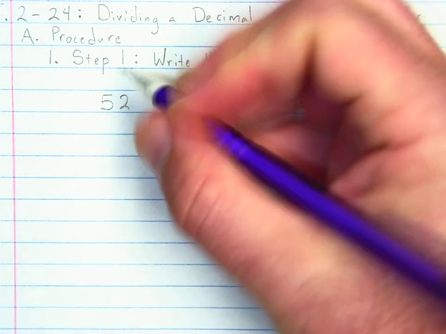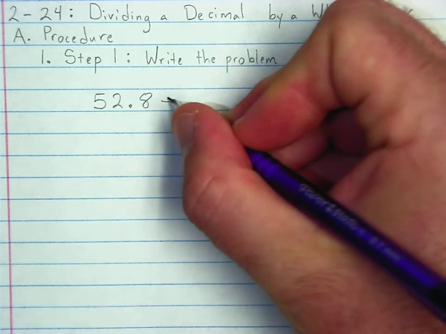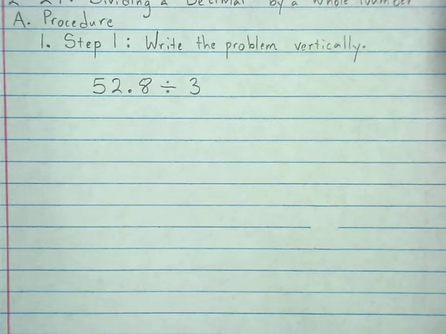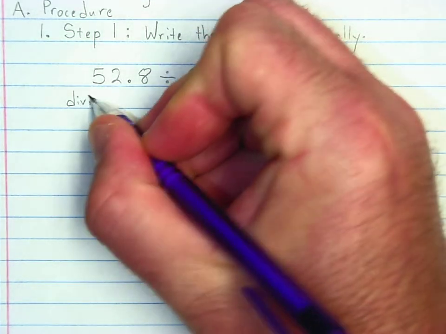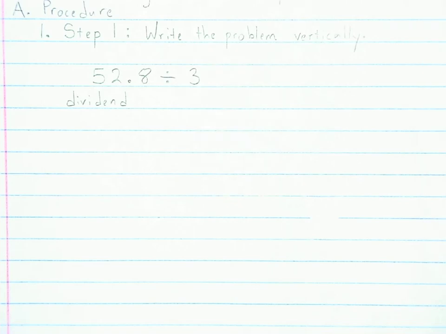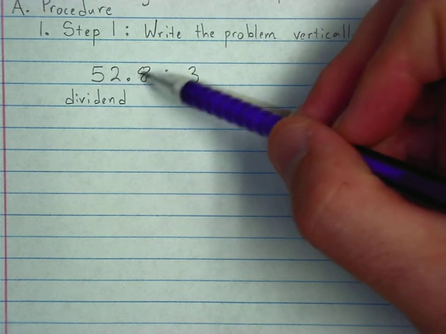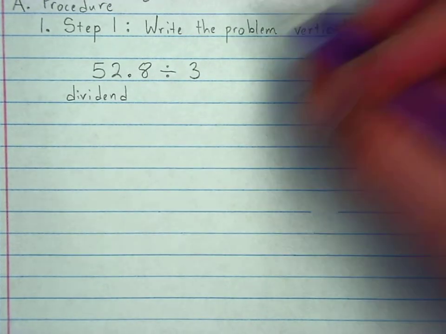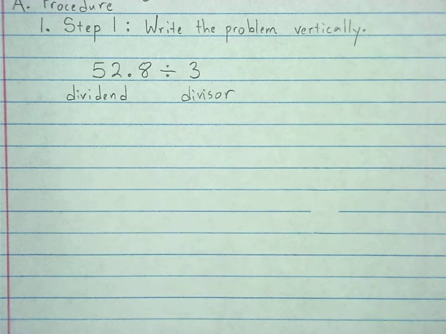So we've got 52 and 8/10 divided by 3. Now I know I said I wouldn't define any vocabulary, but we're at least again going to use it. Your dividend is this first number right here, and it is what will go inside the division hut. It's what goes inside the symbol. Your second number, your whole number in this case, is the divisor.